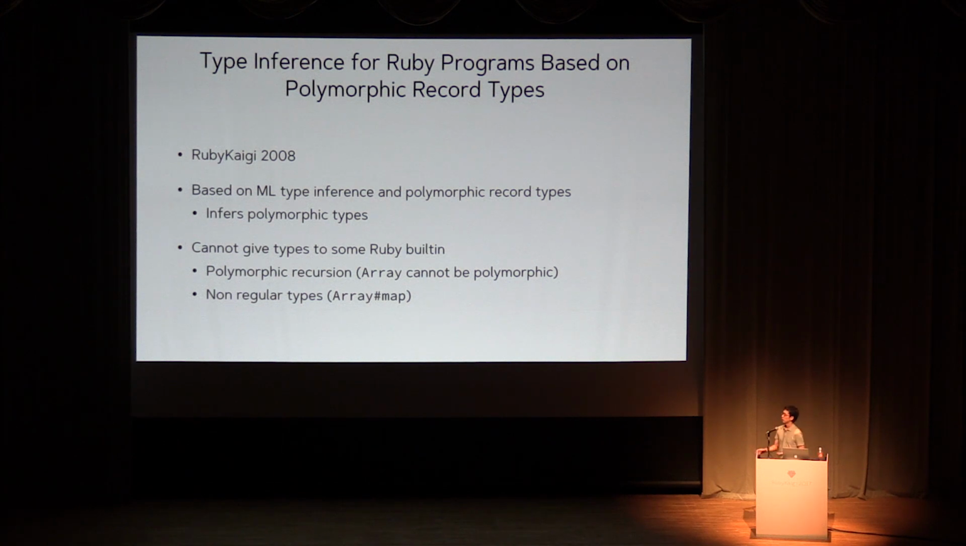And it doesn't type the non-regular types. So this is the map method of array.